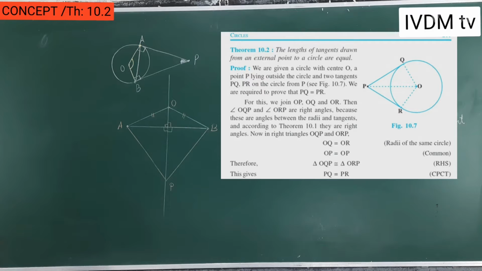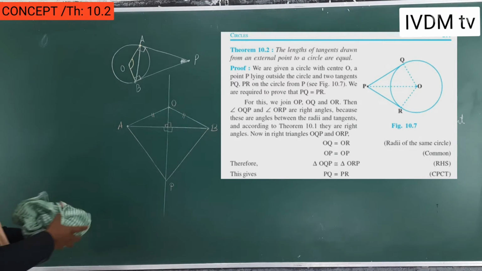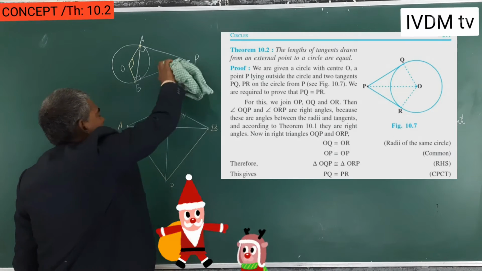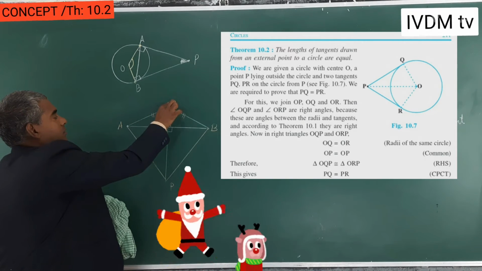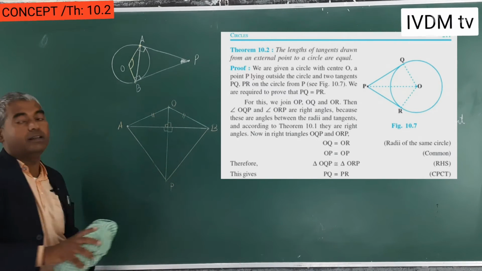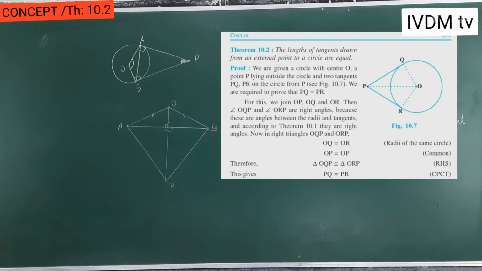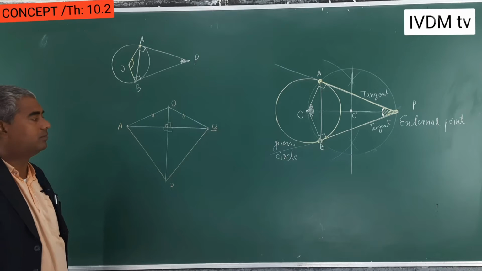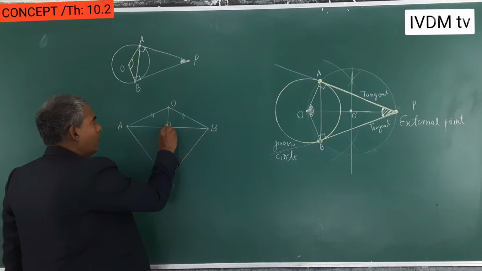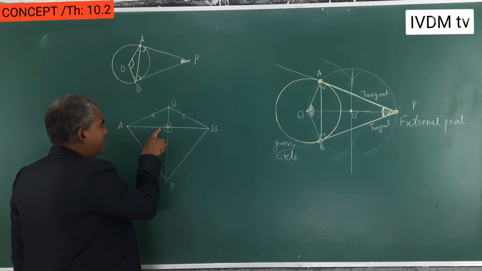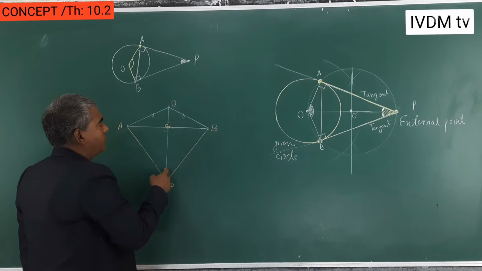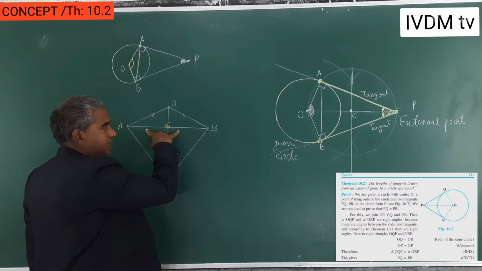Are you able to see the diagonal? Suppose I erase it. This one, so this is the diagonal. Do the diagonals bisect each other? No. One diagonal is bisected, this is bisected, but this is not. So only one diagonal is bisected.